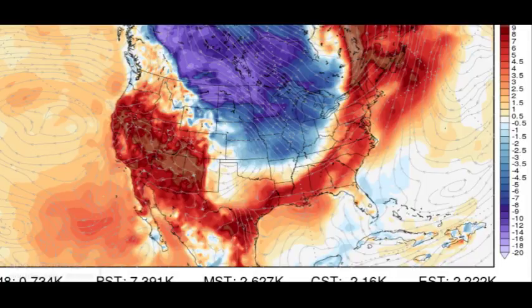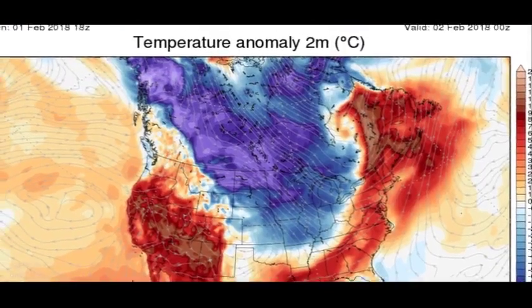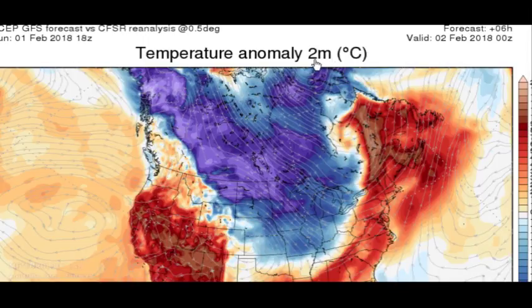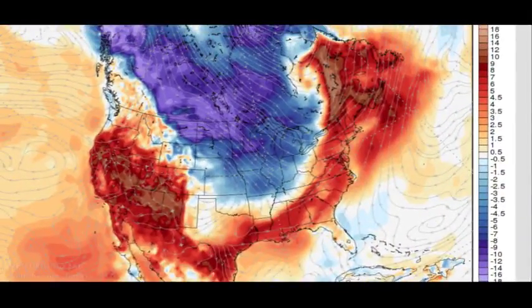So there's the story. There's the temperature anomaly, and this is a very valuable product. You can see temperature anomaly, 2 meters, standard observation height in Celsius degrees. And it's comparing the GFS to the CFSR. I'm not too sure what that is. It's probably some sort of climatological database. But anyway, this pretty much paints out the leading edge of the front at 0Z a couple of hours ago.